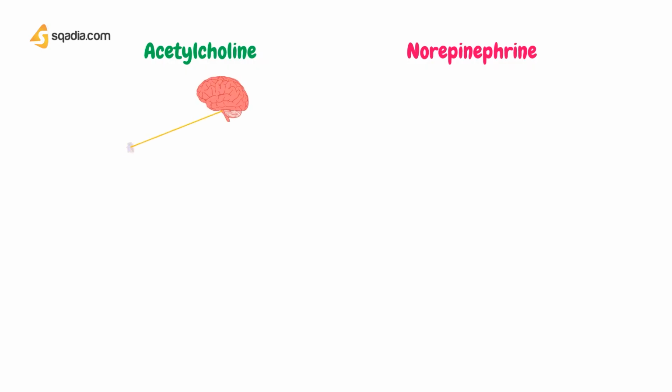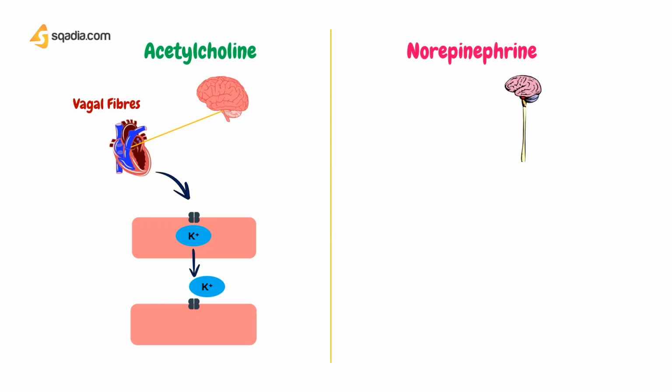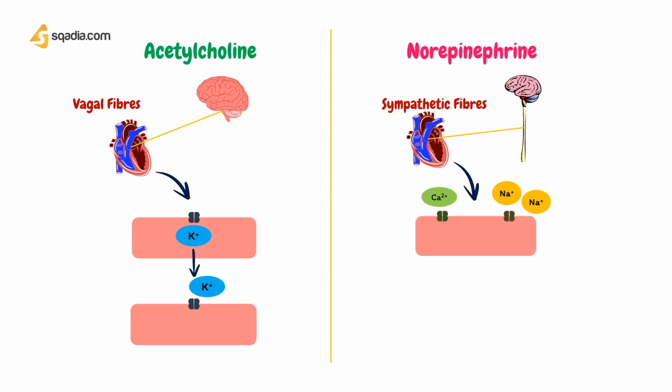Vagal fibers release acetylcholine onto M2 muscarinic receptors that open a potassium channel via G-protein coupling. The increase in potassium conductance causes a hyperpolarizing current and decreases the slope of the pacemaker potential. Thus, the threshold for firing is reached later and the heartbeat slows. Acetylcholine also inhibits atrioventricular conduction, whereas sympathetic fibers release norepinephrine on beta-1 receptors in the pacemaker tissues and myocardium.